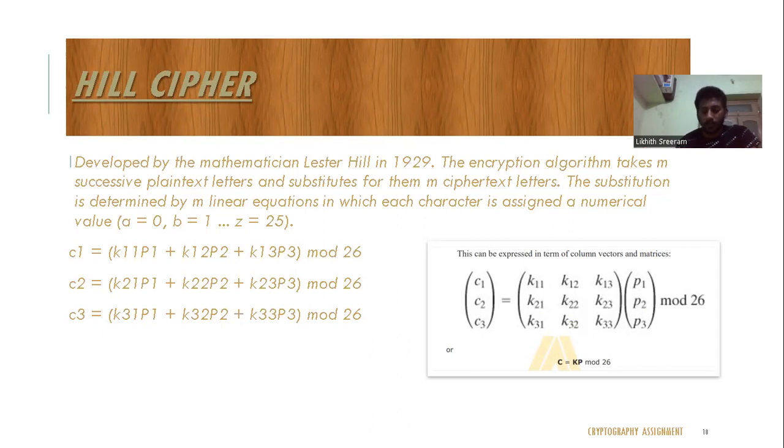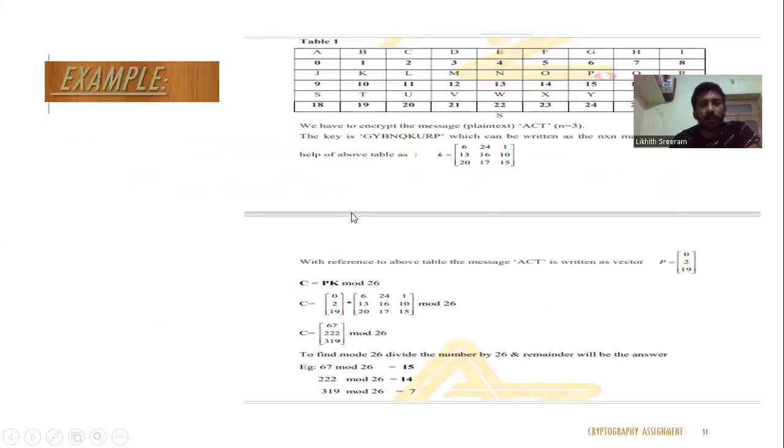So if we go to the topic, here they considered the column matrix. So C1 equals K11 P1 plus K12 P2 plus K13 P3 mod 26. For each of these ciphertext values, we'll be doing the same thing. If we go to the example, we have to encrypt the plain text message act, with n equals 3.